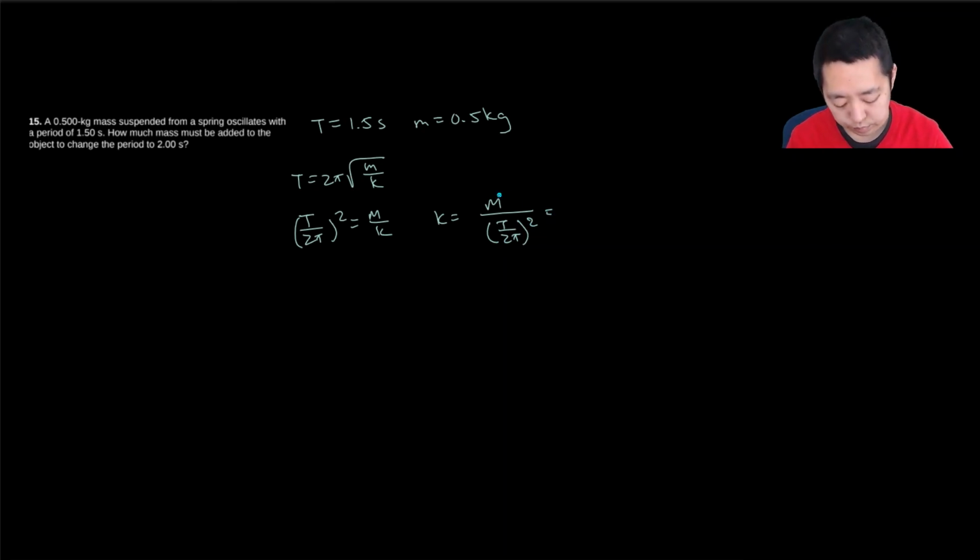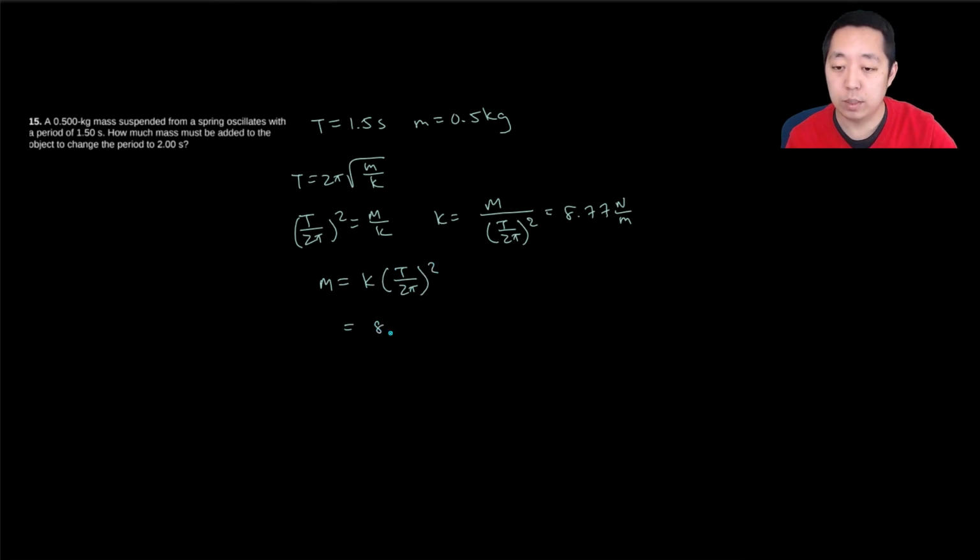Okay. The mass is 0.5. The period is 1.5. I'm going to square that. I get 8.77 newtons per meter. And now I want to make the period equal to 2 seconds. What does the mass need to be? So then I'm going to rearrange this equation and solve for m. m is equal to k times (T over 2 pi) squared.